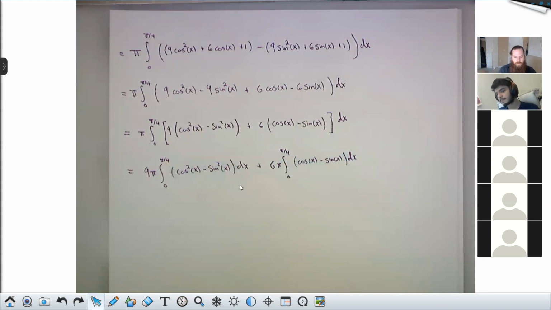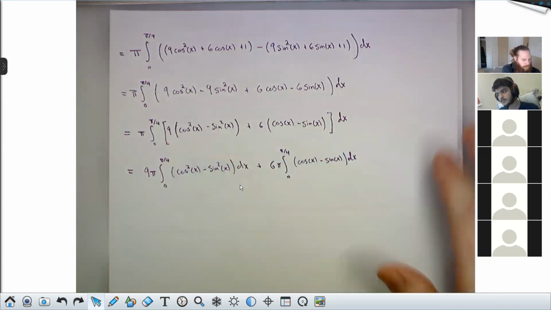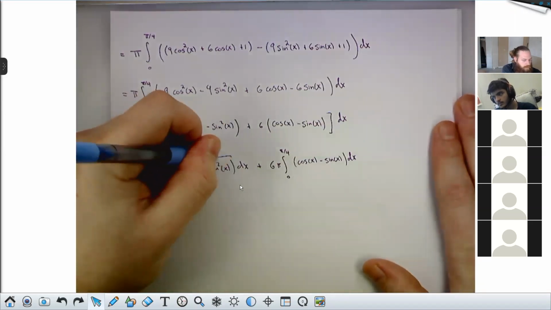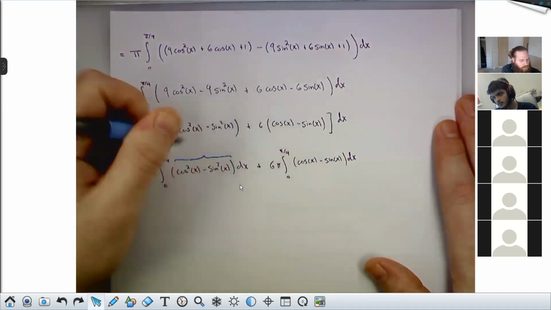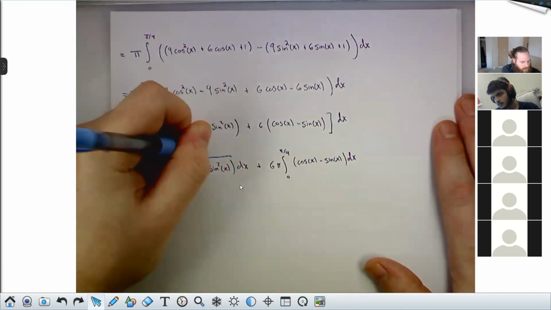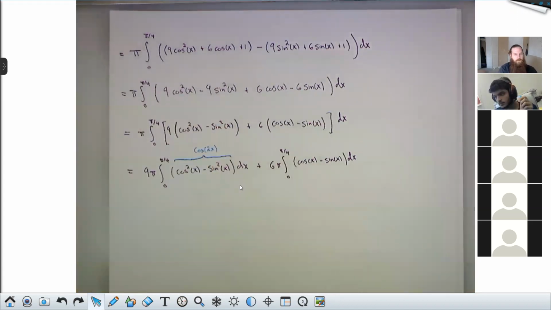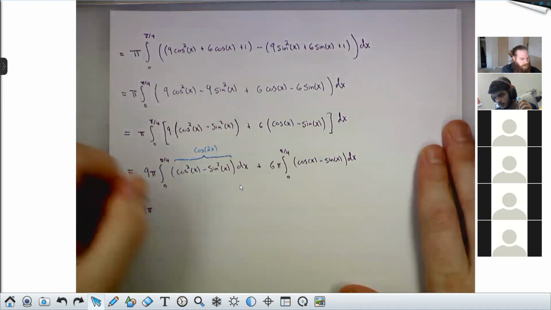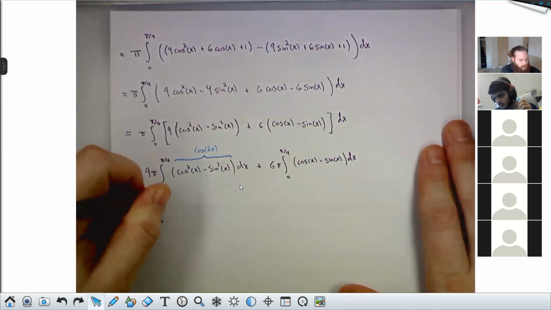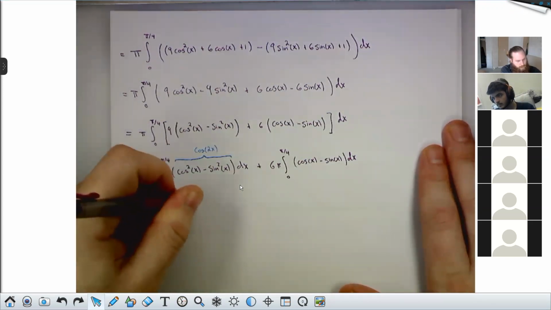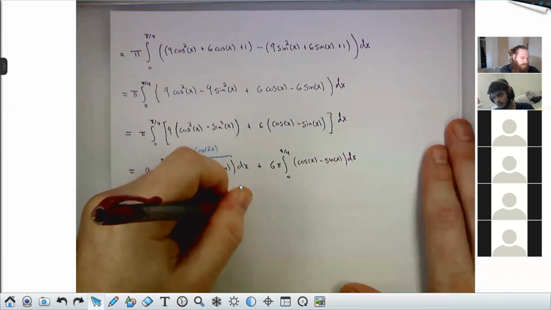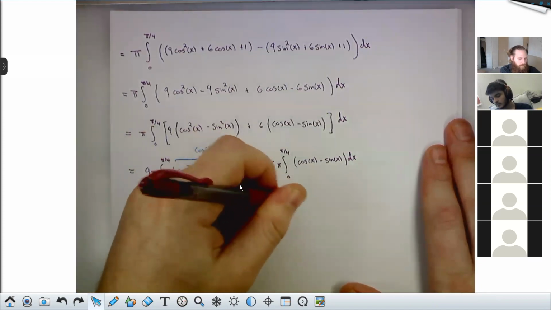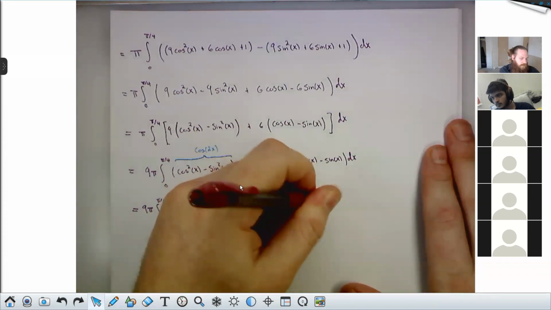The first one, though, requires a double angle identity. You may remember back on day one, I gave you a list of trig identities that we're going to use often in this class. One of them was the double angle identity for cosine: cos 2x is cos²x minus sin²x. So this piece is cos 2x. My last step before integrating is 9π integral 0 to π/4 of cos 2x dx plus 6π integral 0 to π/4 of (cos x − sin x) dx.